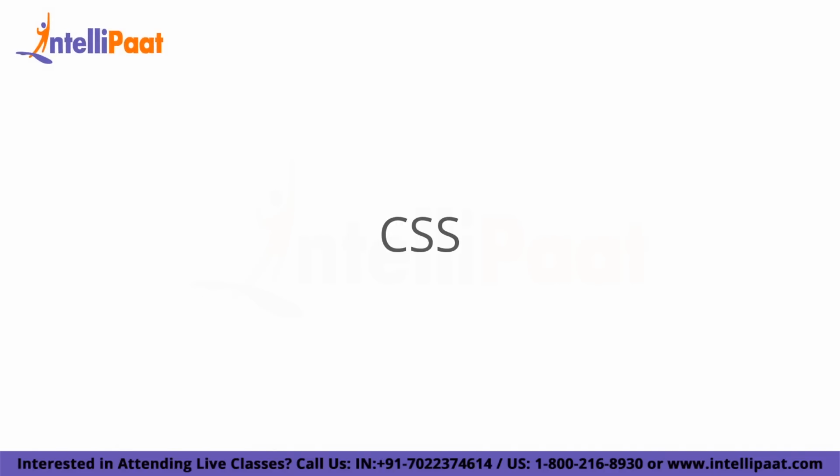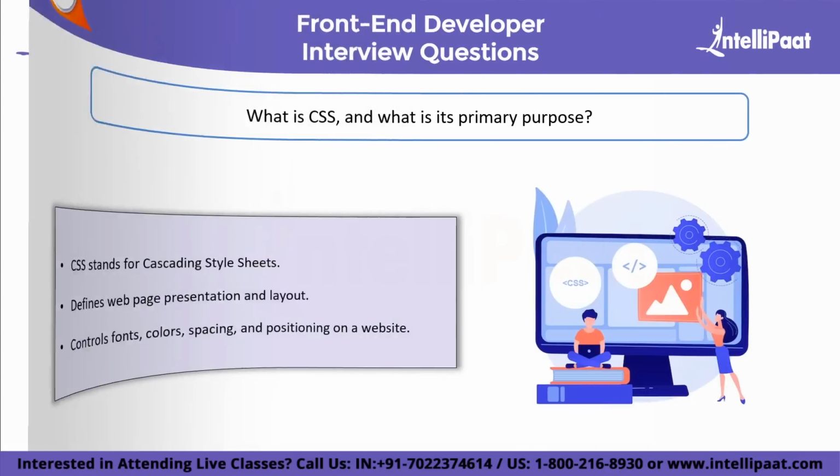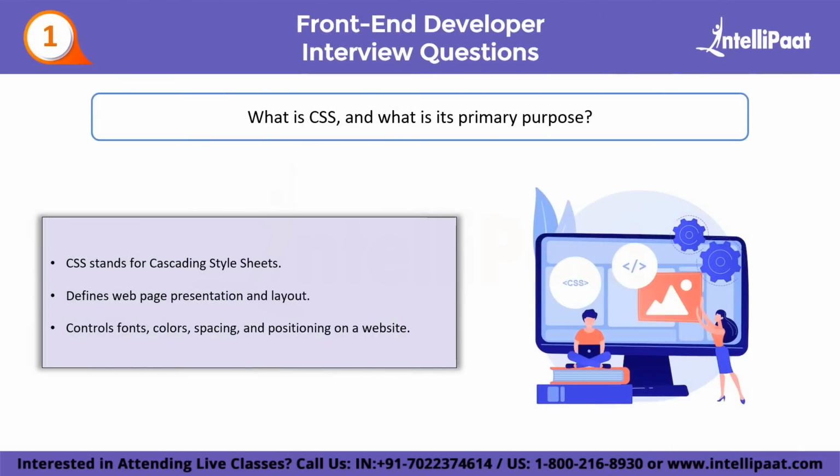Now let's have a look into the important CSS questions. Here, our first question is, what is CSS and what is its primary purpose? The answer to this question is, CSS or Cascading Style Sheet is a language used for describing the look and formatting of a document written in HTML, XML or any other markup language. In simple terms, CSS is like the designer of a web page. It controls how the web content looks, defining aspects like colors, fonts, spacing, layout and more.